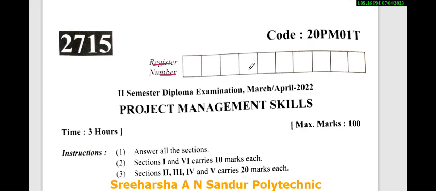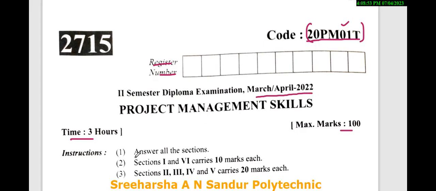and please make sure that this question paper code, that is 20PM01T, matches with the subject code, and you can find your subject code in your hall ticket. This same question paper code you need to write in the answer sheet where there is QP code written. Now here we can see the time, and here we can see the marks. This question paper is of March-April 2022.